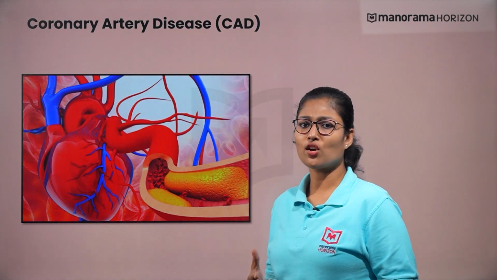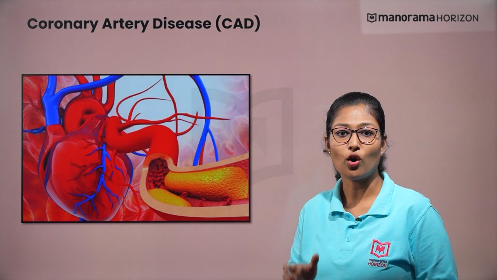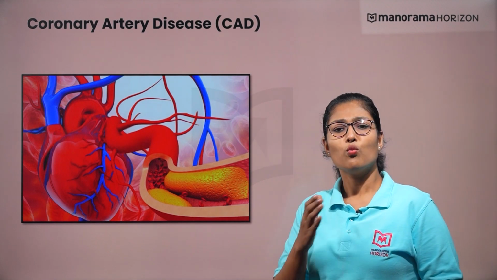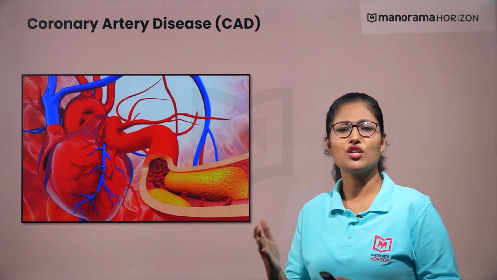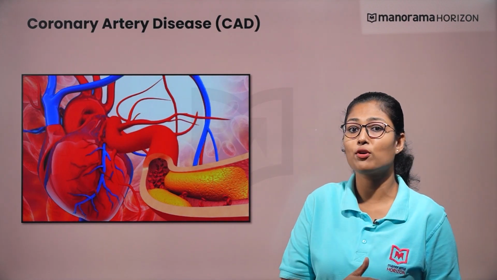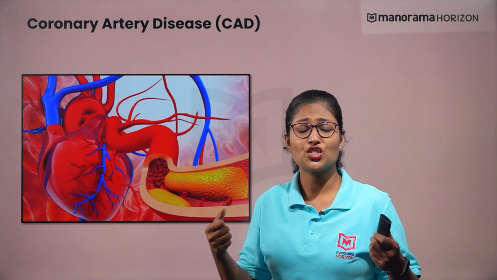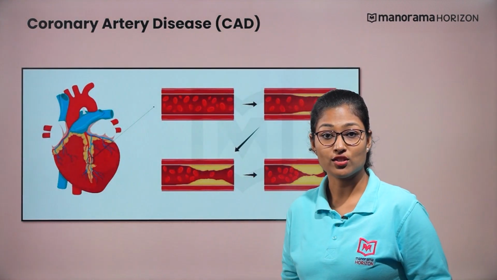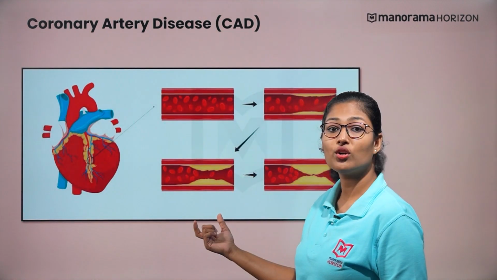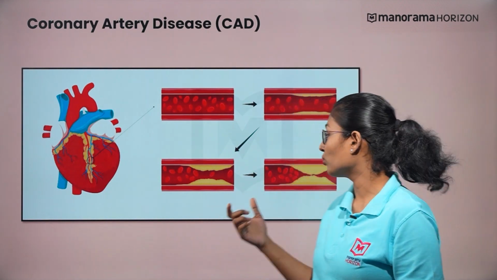The next disorder Arun noticed is coronary artery disease, or CAD. What happens if some calcium, fats or cholesterol molecules get deposited on the blood vessels like here? Will there be any change in blood flow? Yes. It causes the lumen of the coronary arteries to become narrow, limiting the blood flow to the heart.